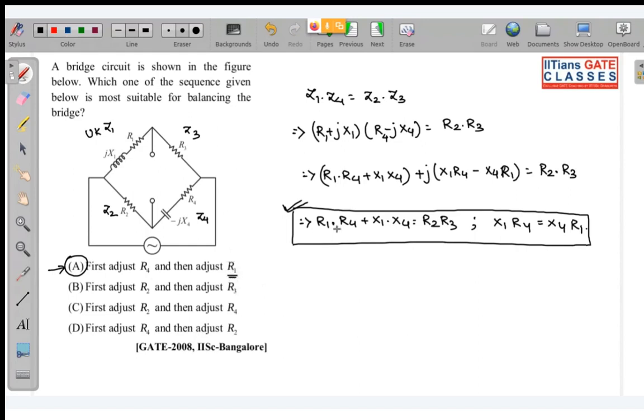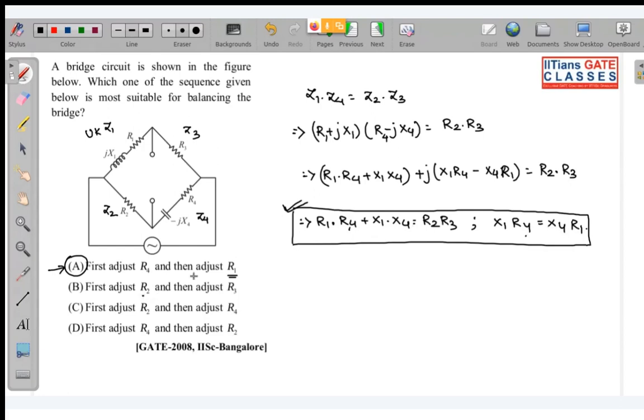So what you can do over here is look at the uncommon terms. You can see R4 is present in both. R1 is also present in both. R4 is present in both, R1 is also present in both. So this cannot be the case.